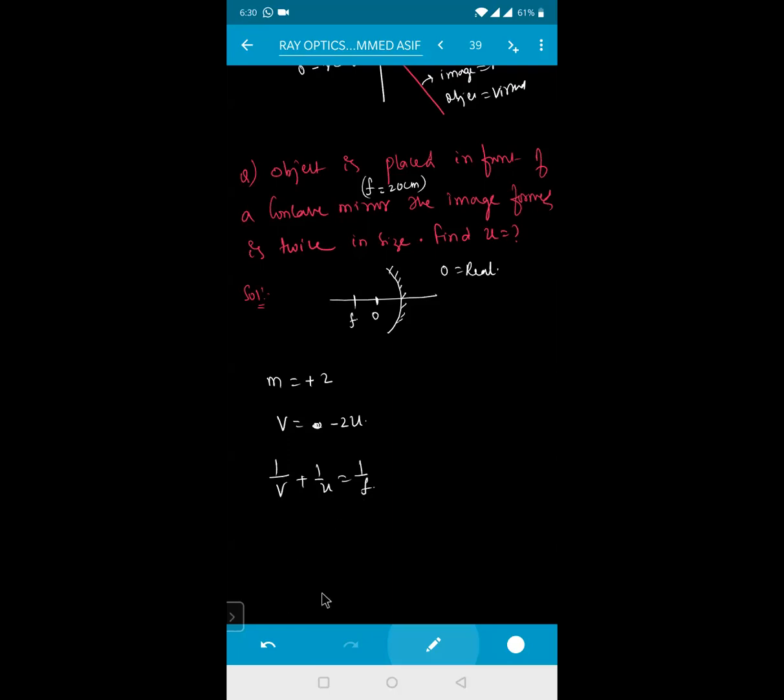So you can even get the magnification, that's not a problem. 1 by v plus 1 by u is equal to 1 by f. The object distance is given for me. So I can write here 1 by v is equal to how much? 2 times u. So this will be equal to minus, and the object distance is equal to how much? This will become 1 by minus u, that is equal to 1 by f.